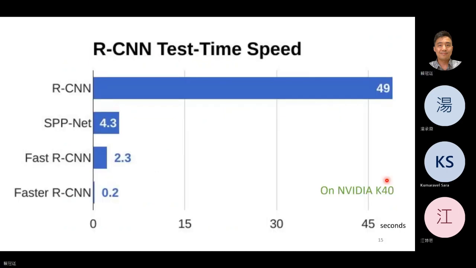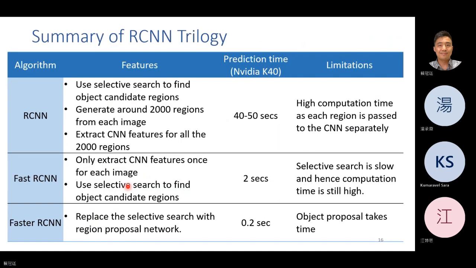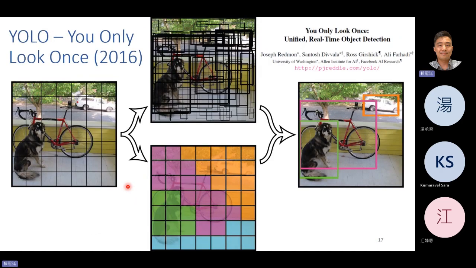So here's the speed improvement; the shorter the better. Faster R-CNN is only 0.2 seconds on K40. So it approaches real time. Usually real time means 30 frames per second. So it's not real time, but it's close. So this is a summary of the R-CNN trilogy for your reference.